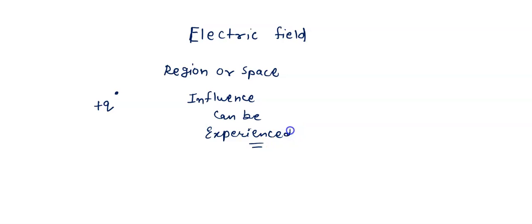Suppose you keep a small charge near to this, then what will happen? Say this is Q naught, a test charge. Q naught is called a test charge. When you keep it, it will either attract or repel depending upon the sign of the charge. This is what is called the electric effect. So electric field is basically the region or space around the charge in which its influence can be experienced.